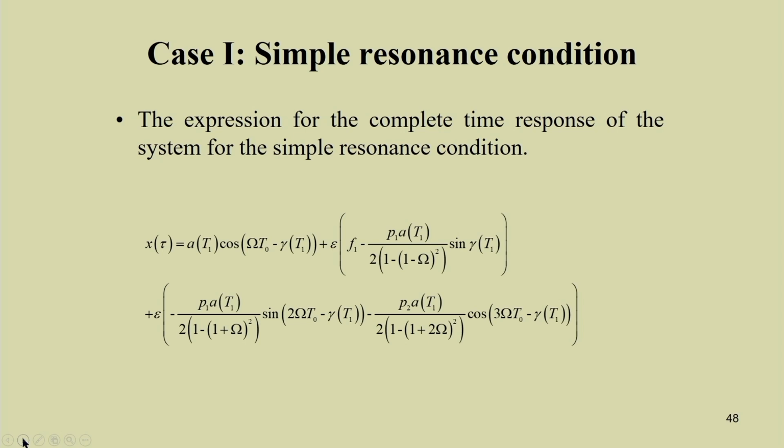plus epsilon into p1 a(t1) by 2 into 1 minus 1 plus omega whole square sin(2 omega t0 minus gamma(t1)) minus p1 p2 a(t1) by 2 into 1 minus 1 plus 2 omega0 square cos(3 omega t0 minus gamma). So, you just see, it contains the frequency, for example omega t0, here we have 2 omega t0 and another term, that is 3 omega t0. The solution contains three frequencies here.